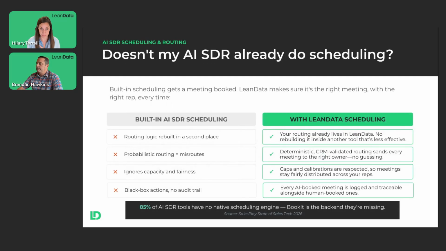So you might be thinking, well, my AI SDR that I'm looking at does scheduling. So what is LeanData doing differently? Some do have scheduling built in, some don't. What we're seeing with the ones that do have scheduling built in is that they can only go so far. The routing logic may have some basic capabilities, but when you think about all the complexity that you know and trust LeanData for, why rebuild that in a second place and not map to your GTM motion that you've already captured with LeanData?